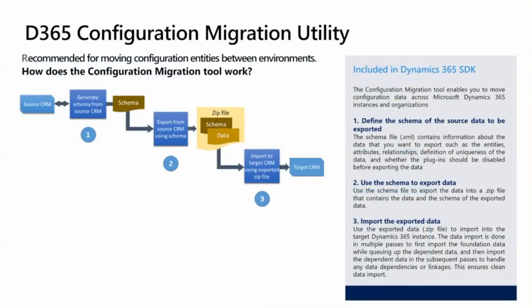The next one that I want to talk about is the Configuration Migration Utility. This tool is delivered in the Dynamics 365 SDK. We will use a source environment, and from that source environment we will generate the schema. Once we have the schema, we will export the source CRM using that schema, and it will generate a zip file, which contains the schema as well as the data. Then we will use that tool, linked to our destination or target environment, to upload the exported files. This is typically used, for instance, if you want to install demo data. You will get a package from us which uses the Configuration Migration Utility for uploading that demo data into your environment.